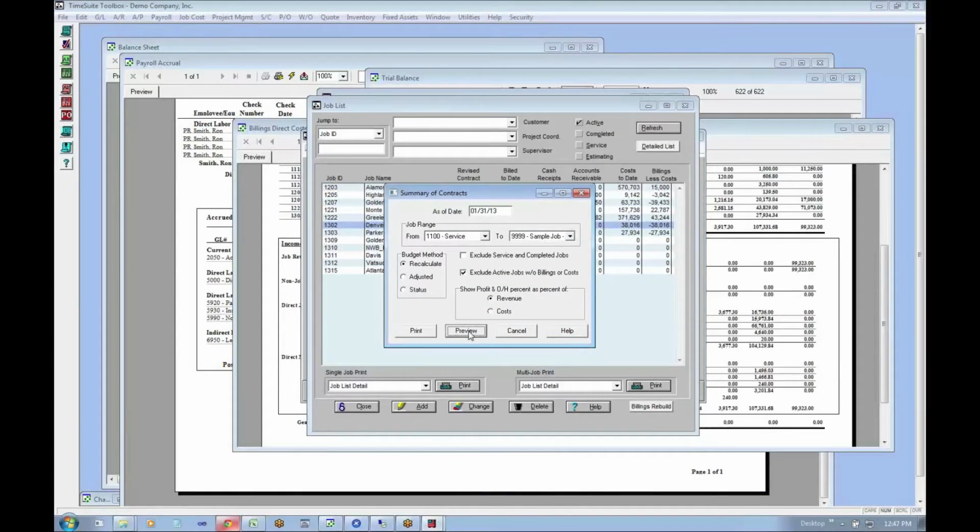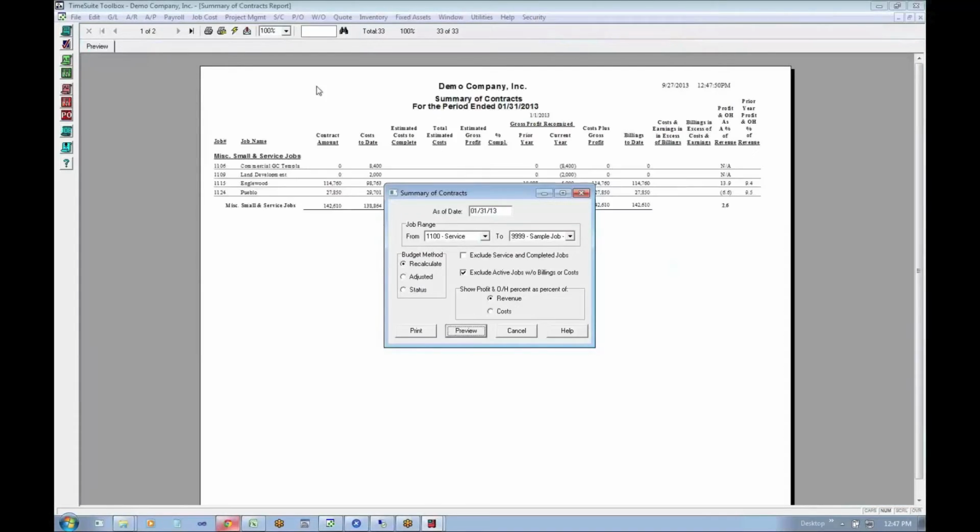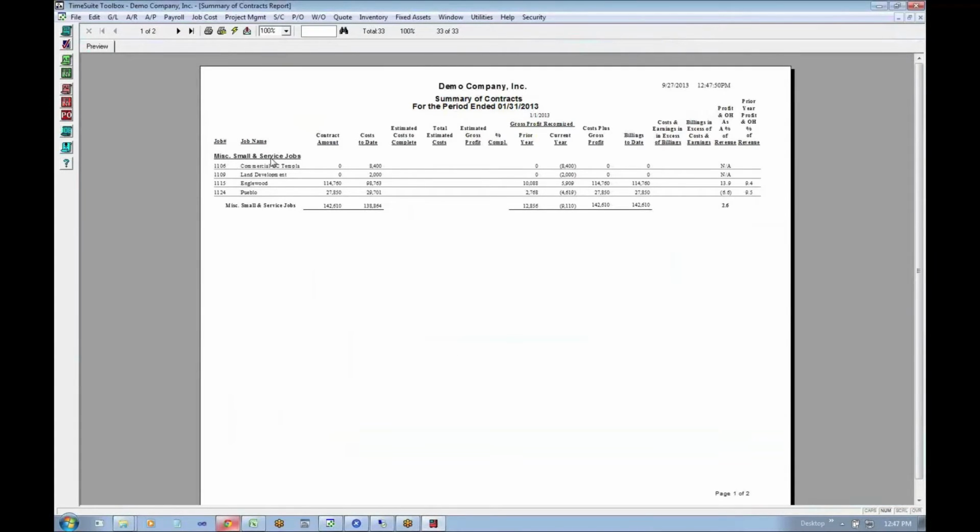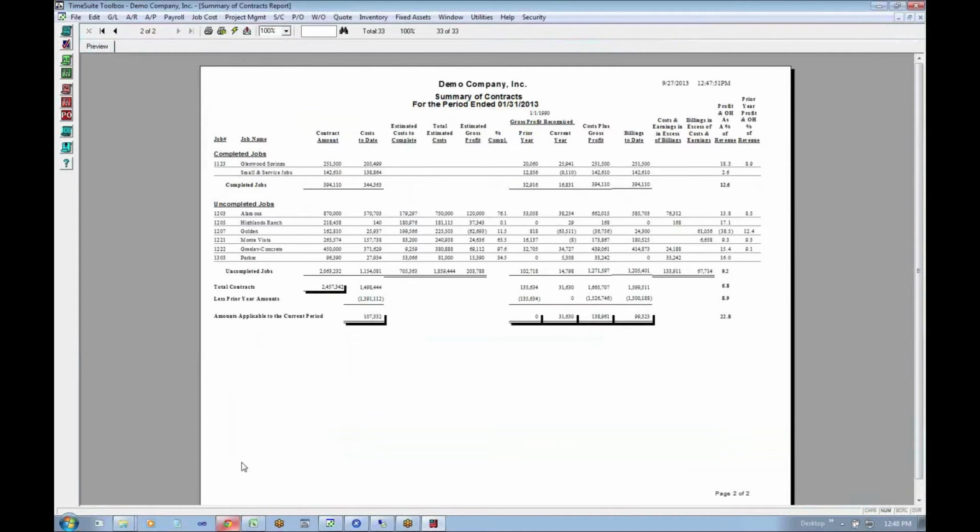Since the demo data is geared for January, we'll run that. We have small jobs and service jobs. They show in this section. We don't accrue over under billings on them.